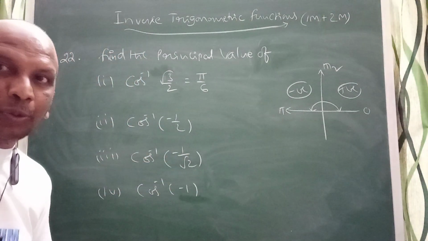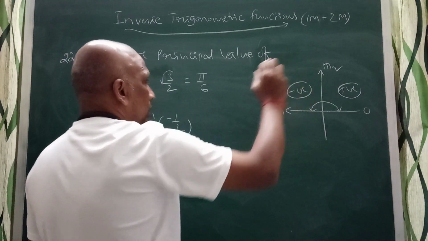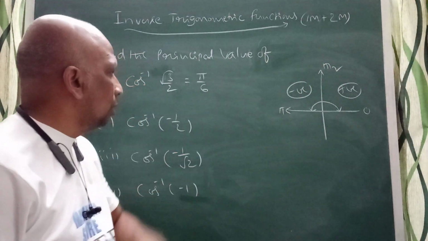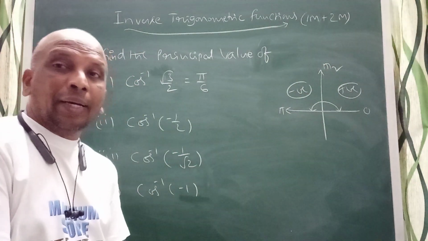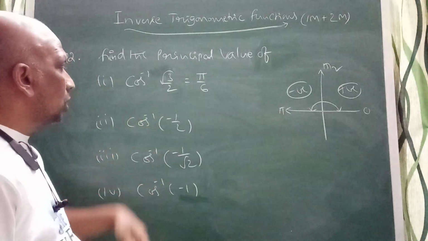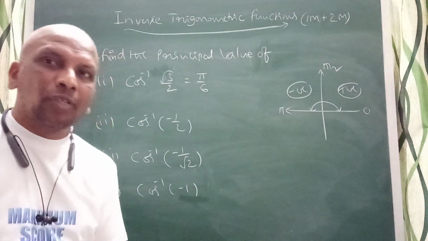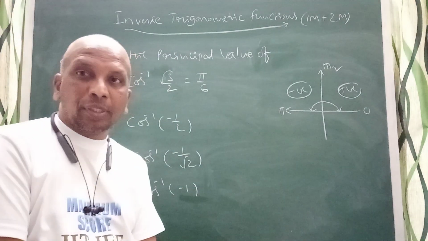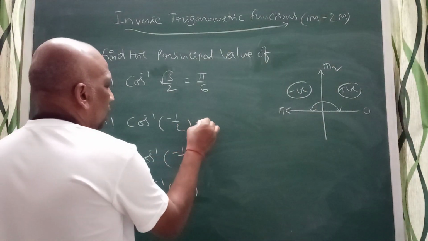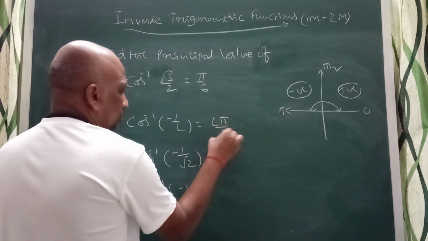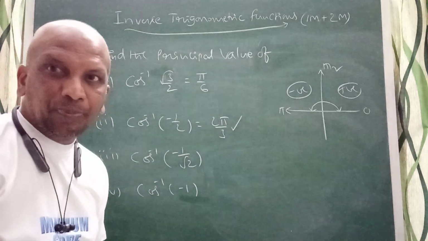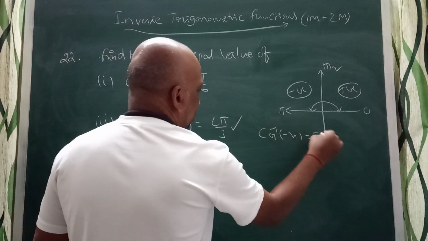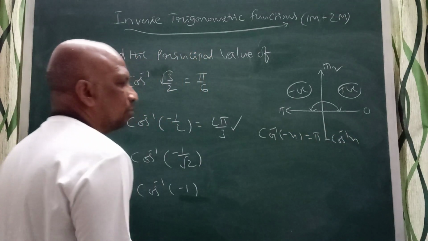When coming to minus 1 by 2, it comes in this quadrant, right? Here cos inverse of minus 1 by 2. So when coming to this quadrant, more than pi by 2, less than pi, if you remember, you can write 2 pi by 3. Or else I can write cos inverse of minus x is pi minus cos inverse x. If you remember the formula, you can use pi minus cos inverse x. Otherwise, I can write directly 2 pi by 3, cos 120 is minus 1 by 2.